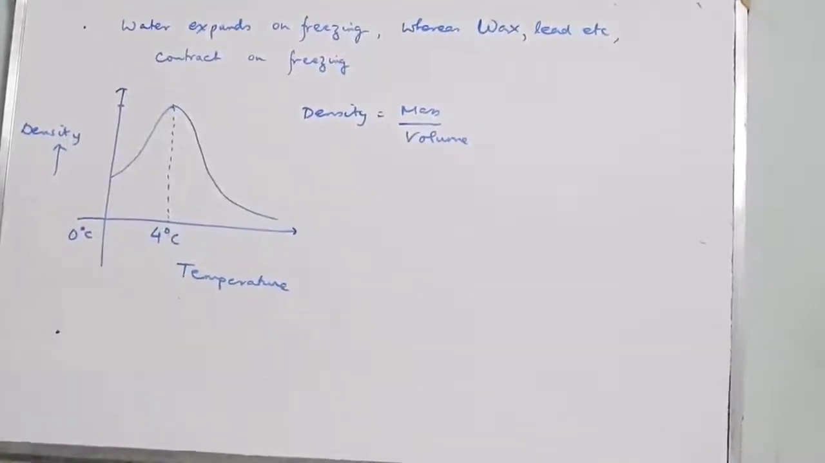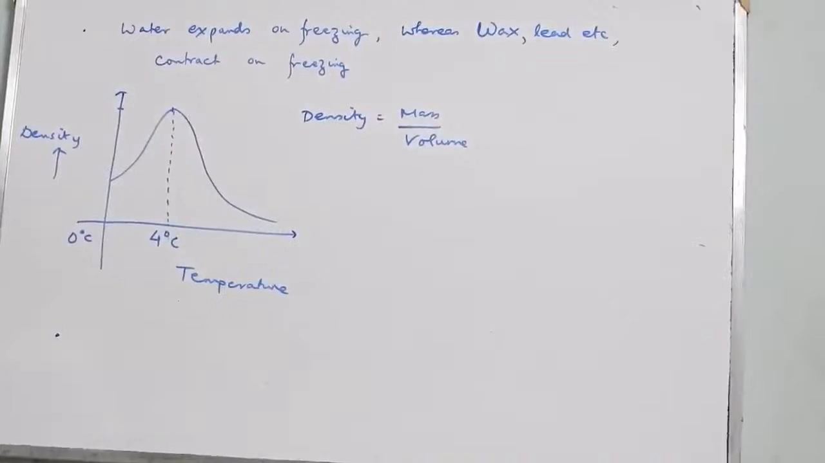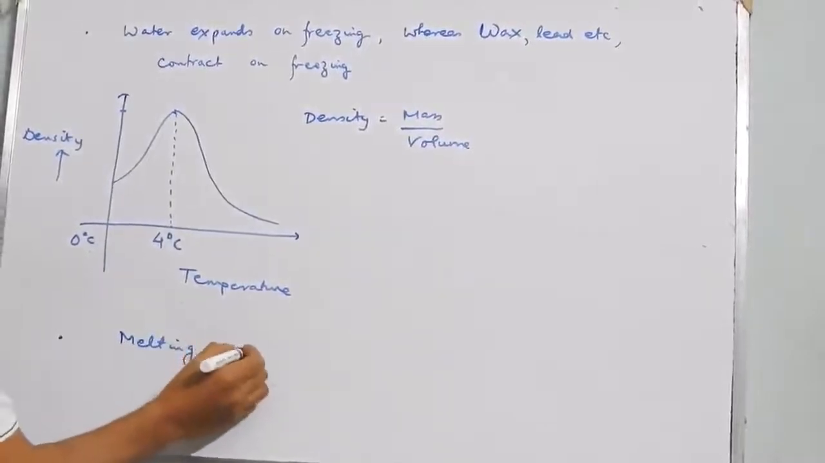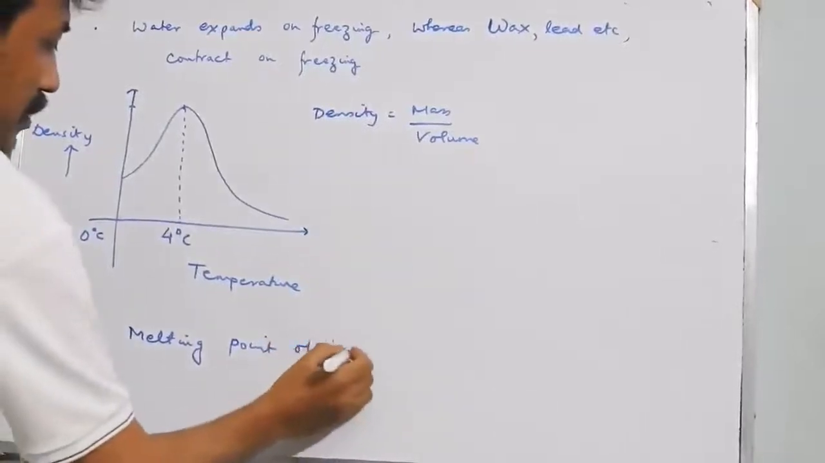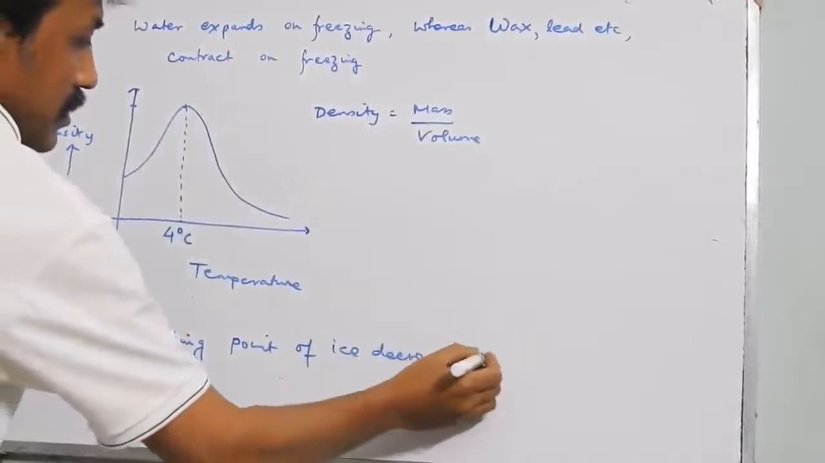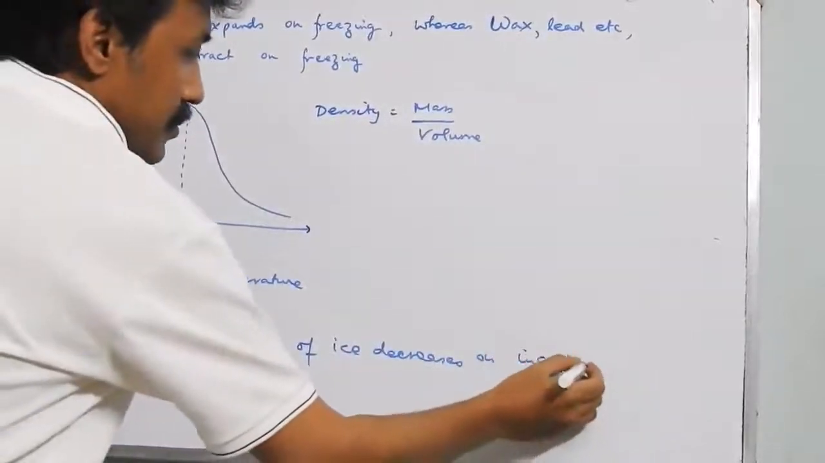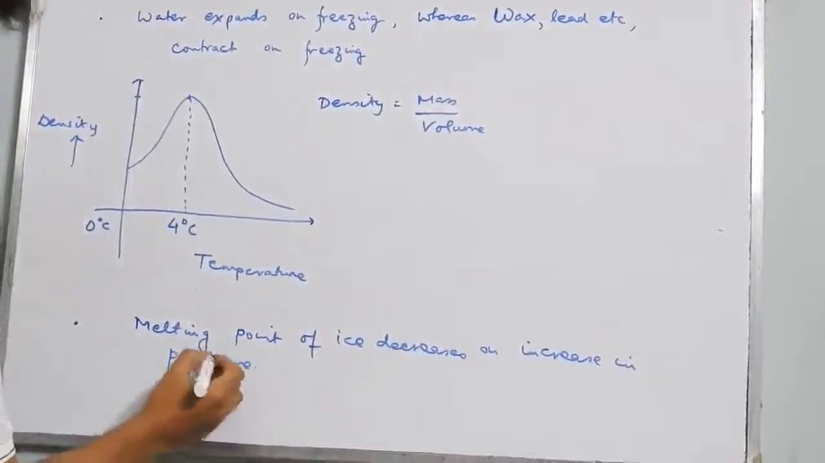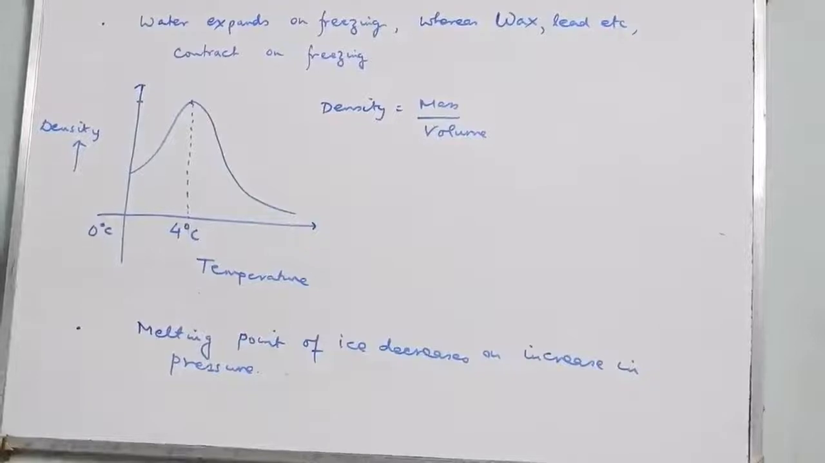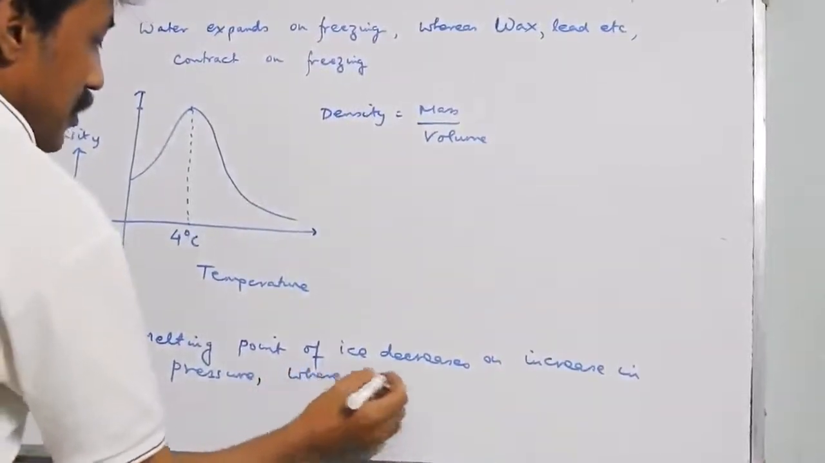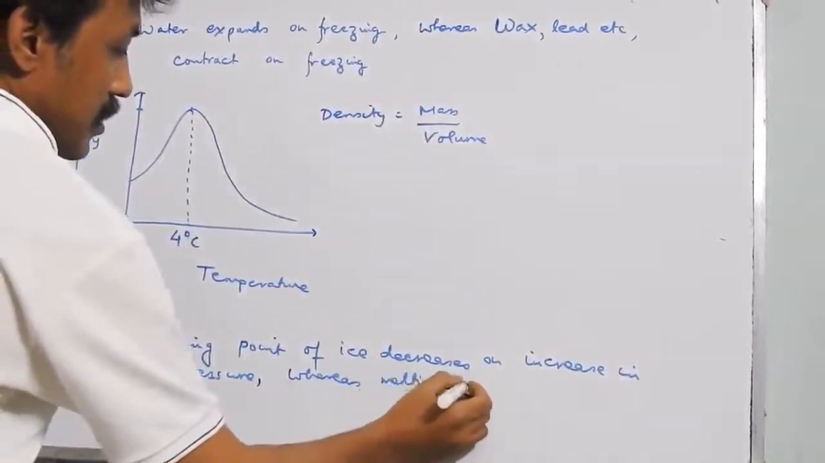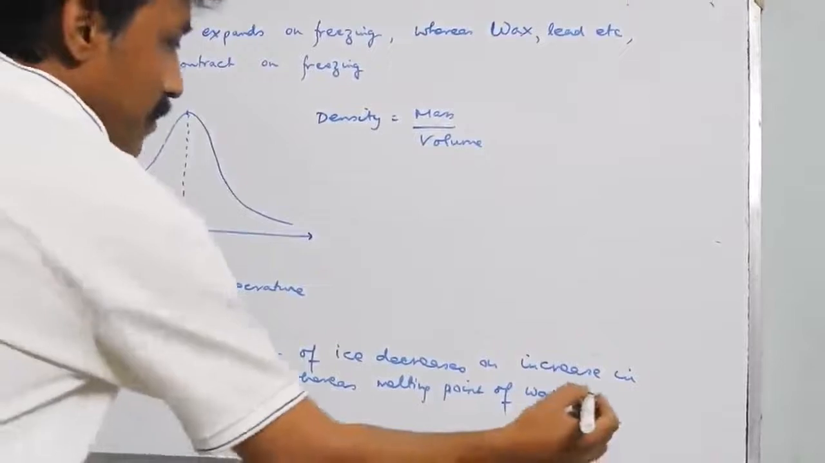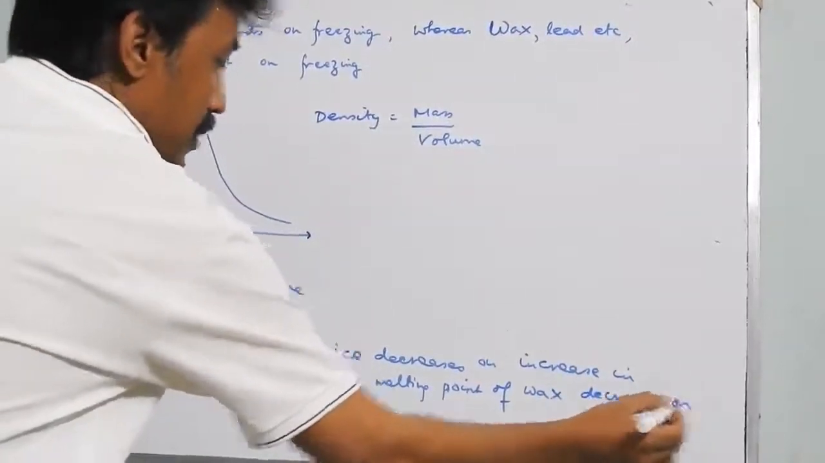If we increase the pressure, then the melting point of ice will decrease. Decreases on increase in pressure. So the melting point of ice decreases on increase in pressure, whereas the melting point of wax and substances like wax increases on increasing pressure.